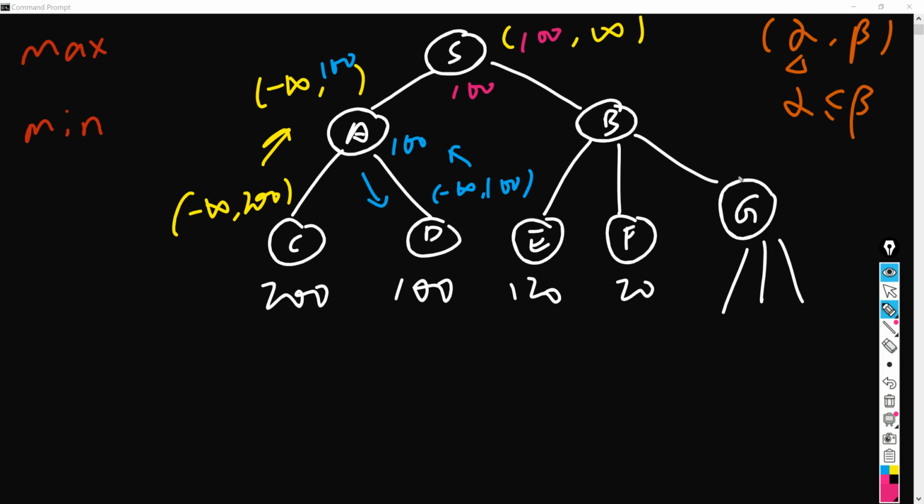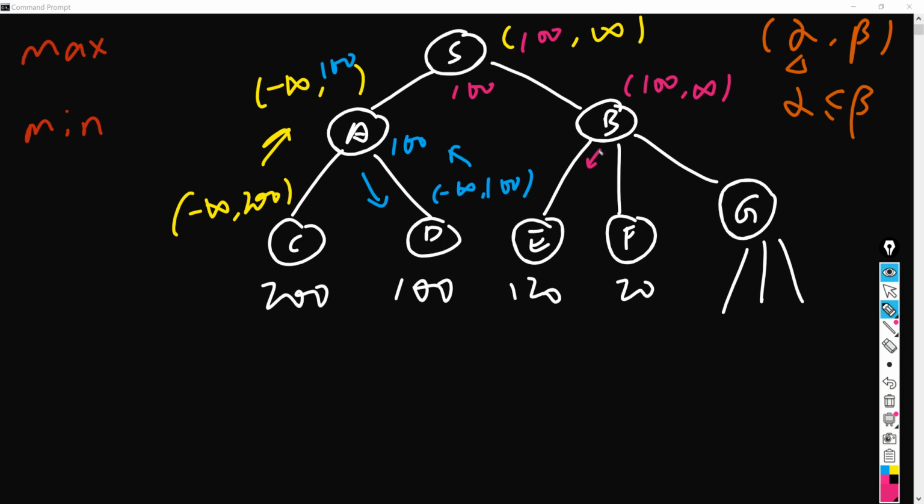By DFS, next we're going to go to this branch. So right now our alpha beta value is 100 and infinity. Then we go to this stage. Always check that the alpha value is smaller than beta. So actually you can see all these alpha beta values here, alpha is smaller than or equal to beta. So no nodes get pruned.